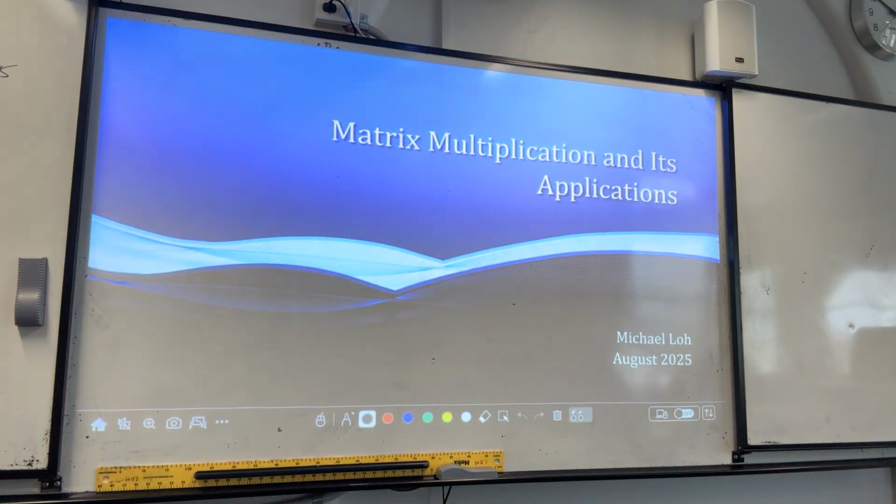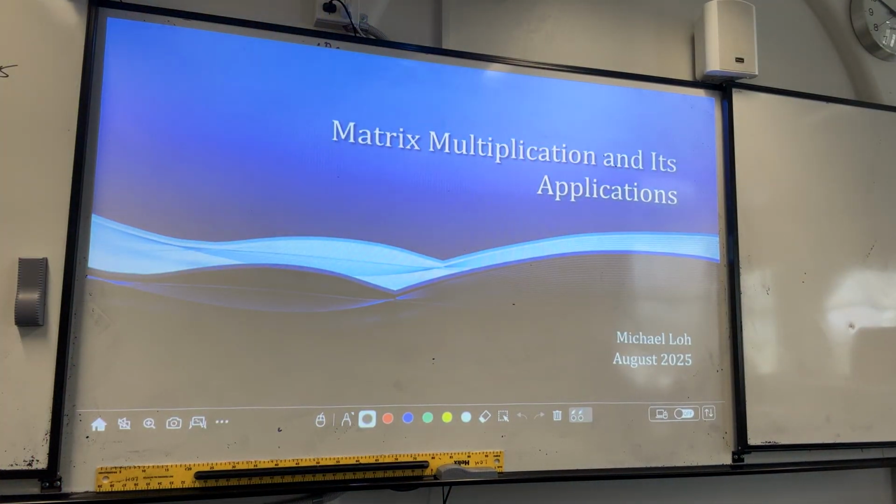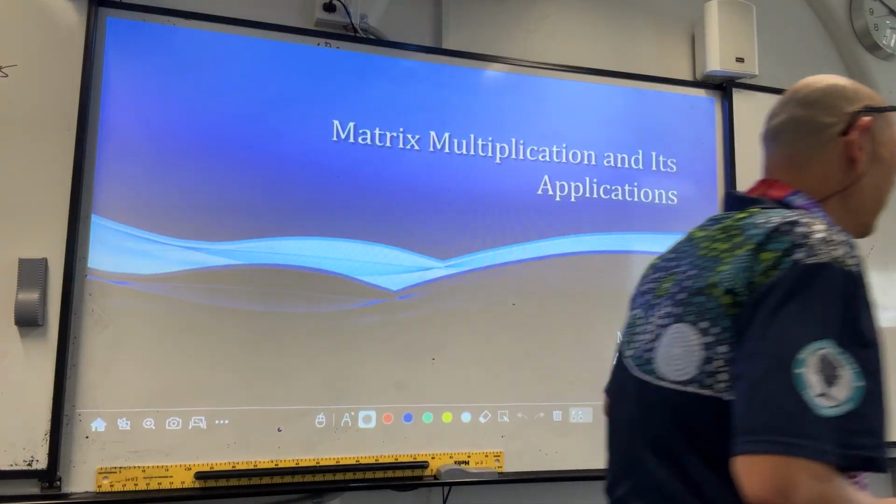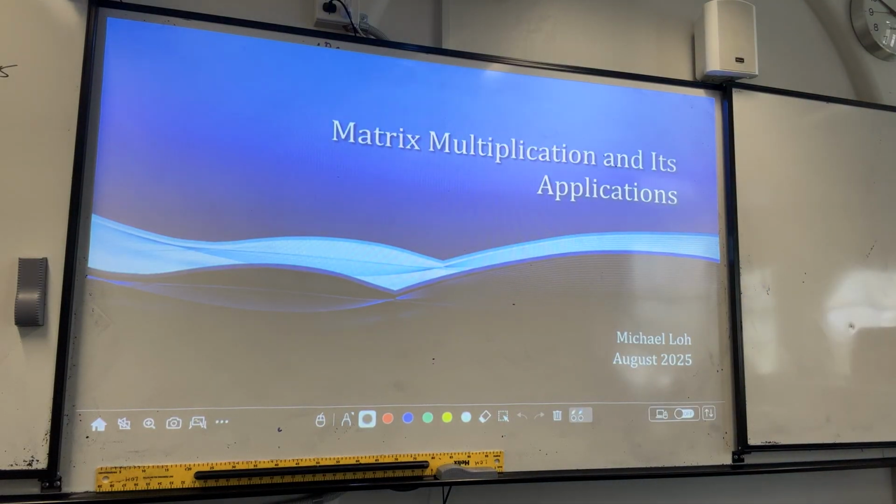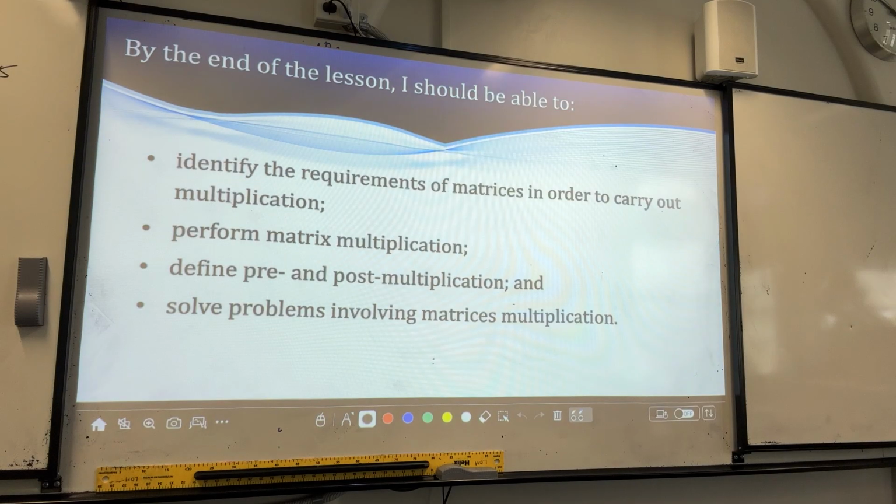All right. What we're going to look at is matrix multiplication and its application today. So, you know what a matrix is now from yesterday. What we're going to do is look at how we could identify the requirements of matrices in order to carry out matrix multiplication. From there, you need to be able to perform matrix multiplication. You have to be able to define pre and post multiplication, and finally solve problems involving matrix multiplication.